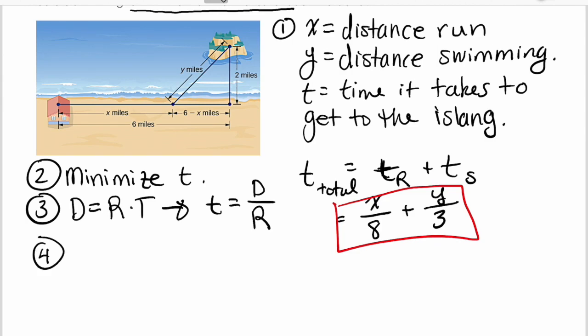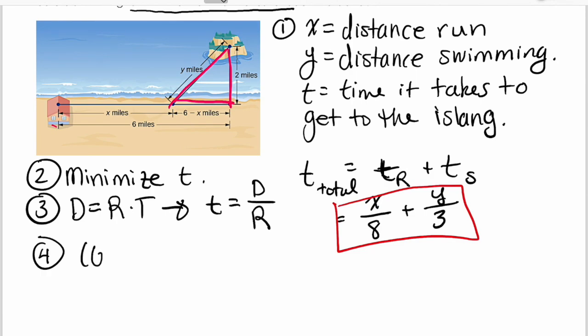Okay, step 4. For step 4, we want to rewrite the equation that we have, so it's all in terms of x. So we need to substitute something else in there for y. So what I'm going to do is I have this triangle here. The entire length along the beach from the cabin to the island is 6 miles. So if this person runs x miles, then what's left over in that bottom leg of the triangle is going to be 6 minus x miles. So using the Pythagorean theorem, we can come up with another equation and solve for y.